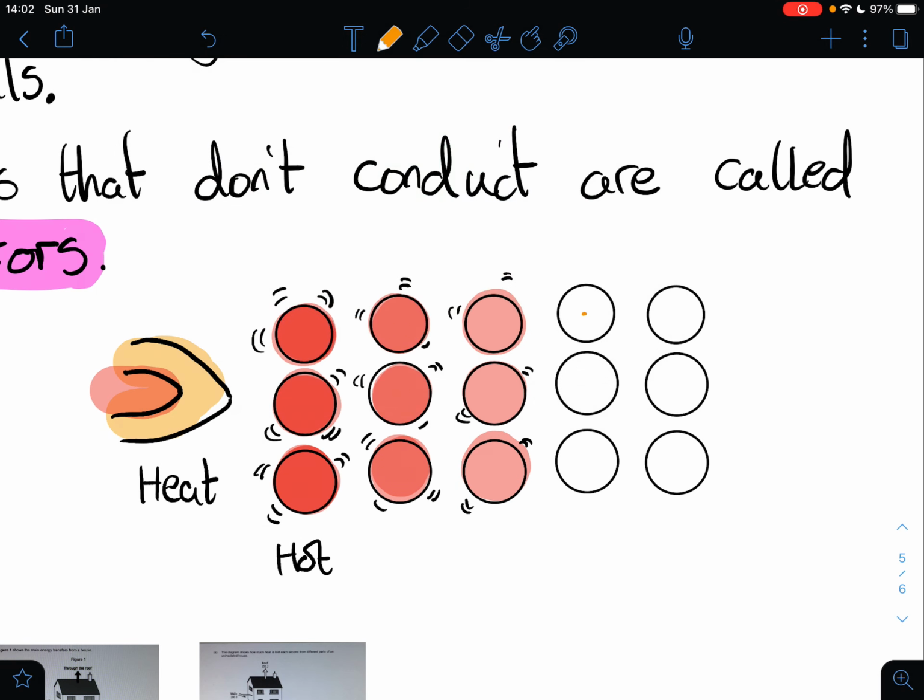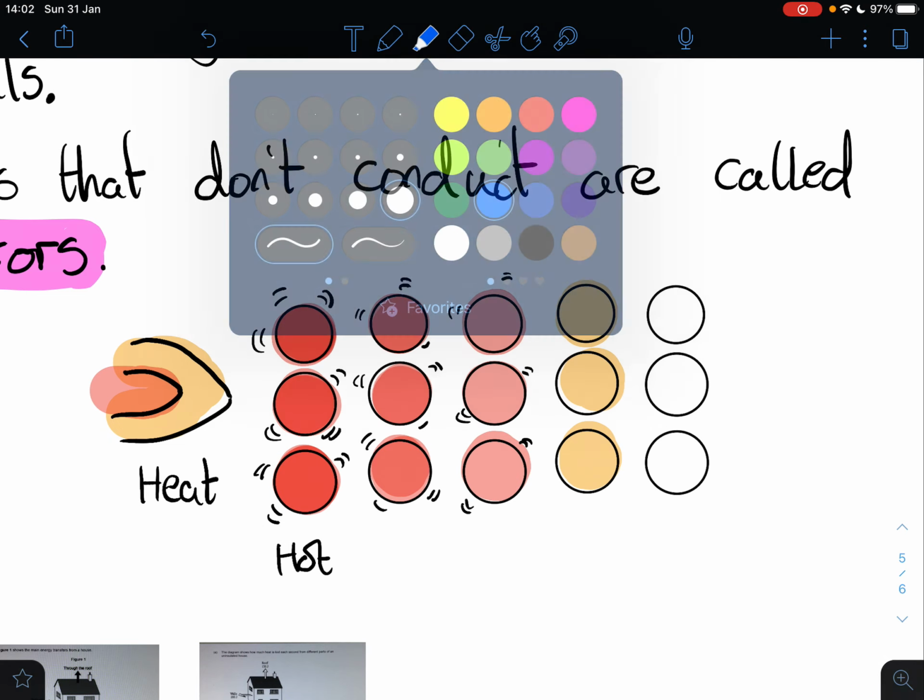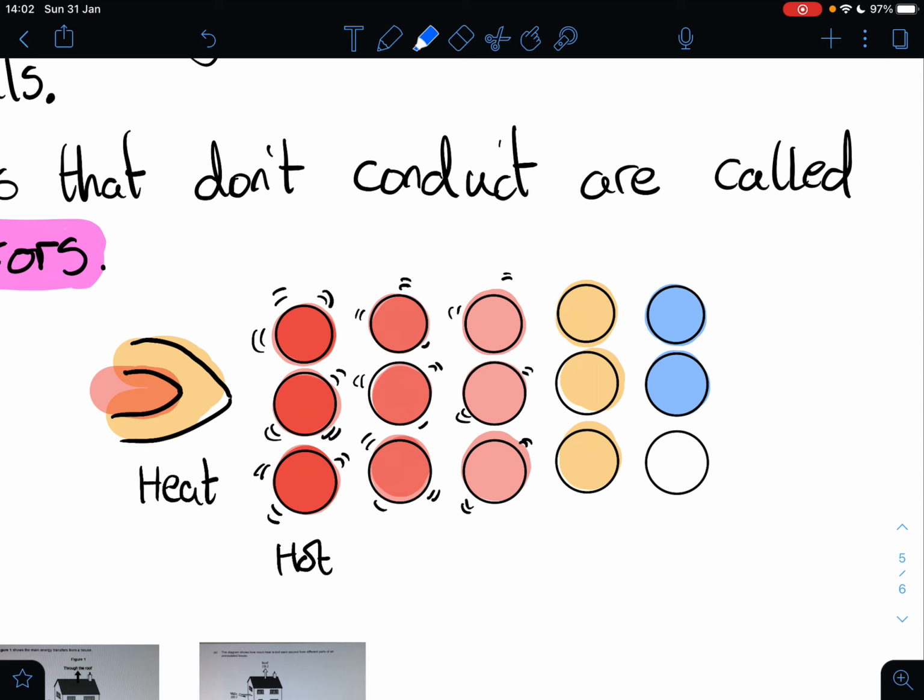So I'm going to go orange. So cooler still. And then over here, I'm going to go cooler still. And in fact, I'm going to cheat. I'm going to skip all the way to cold. I'm going to put them as blue.